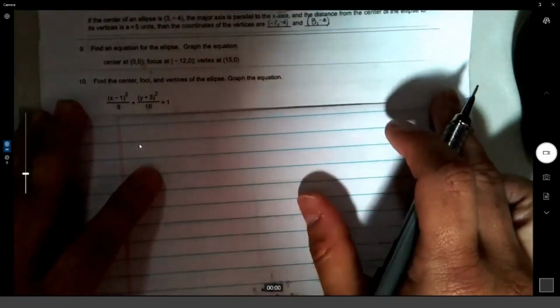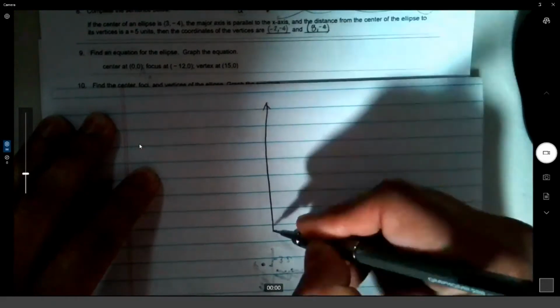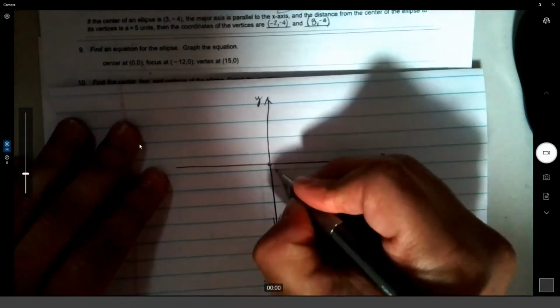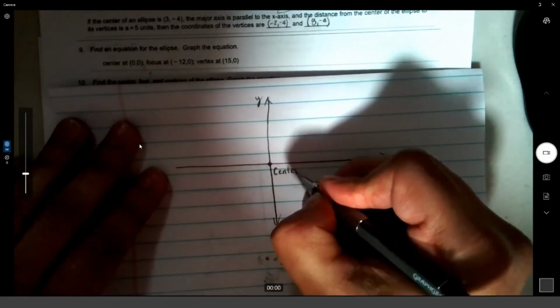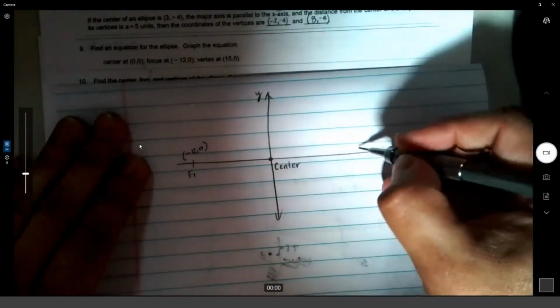All right. Number 9, find the equation of the ellipse whose center is at 0, 0, and focus is at negative 12, 0. Oh, and a vertex at 15, comma 0. Okay. Let's put all of this information on an X and Y axis. The center is at 0. This is the center. And then you have a focus at negative 12, 0. So here's a focus at negative 12, 0. And a vertex at 15, 0.